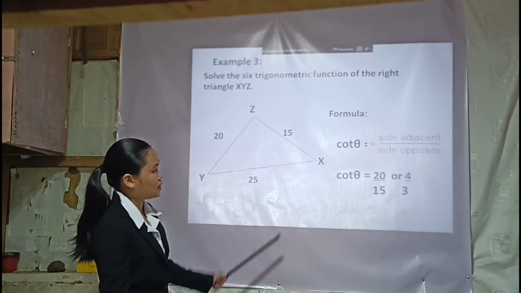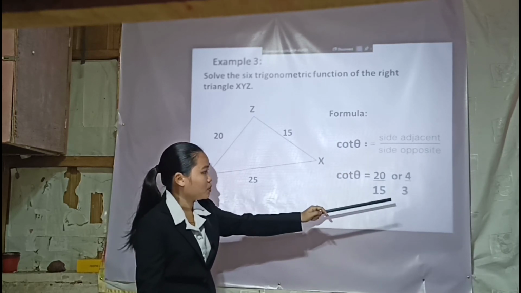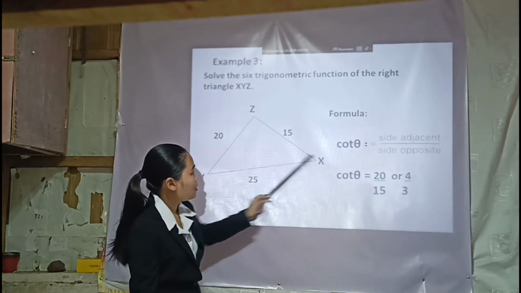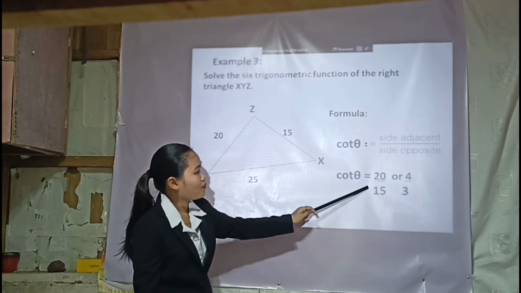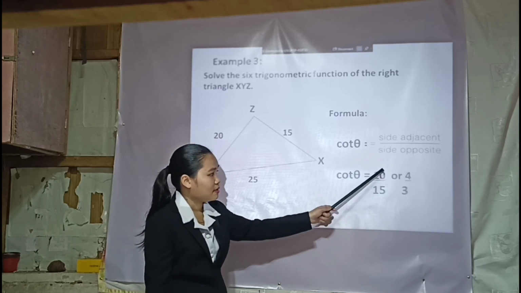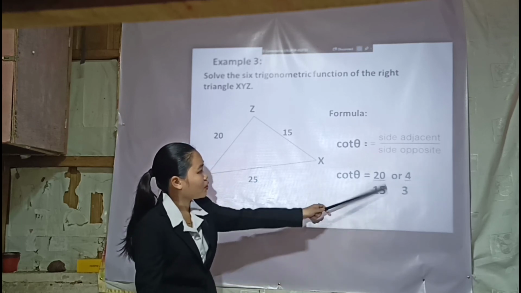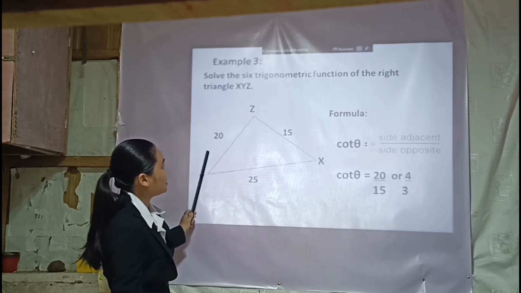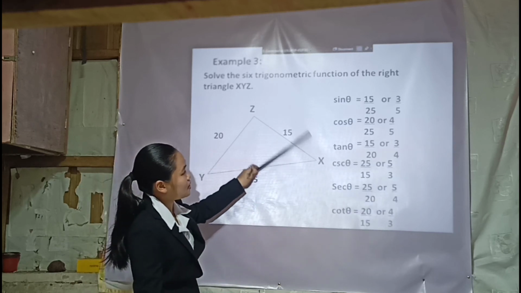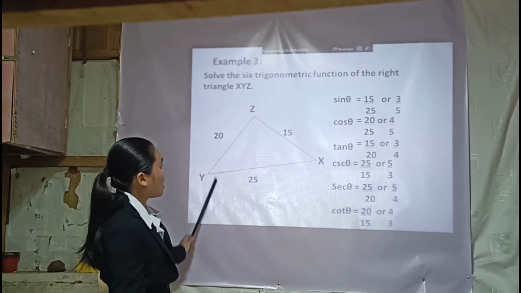Next is cotangent. Cotangent theta equals side adjacent over the side opposite. So, cotangent theta equals 20, which is the adjacent, over the side opposite, which is 15, divided by 5. So, the answer is 4 over 3. So, 4 over 3 is the value of cotangent theta for this example. This is the final answer for this figure, right triangle XYZ.